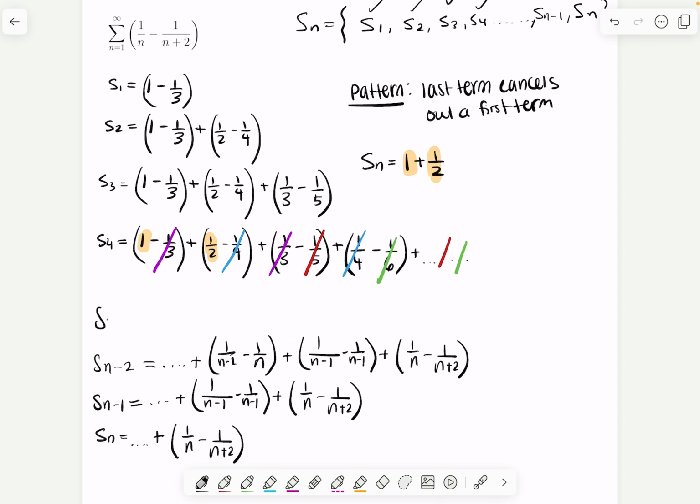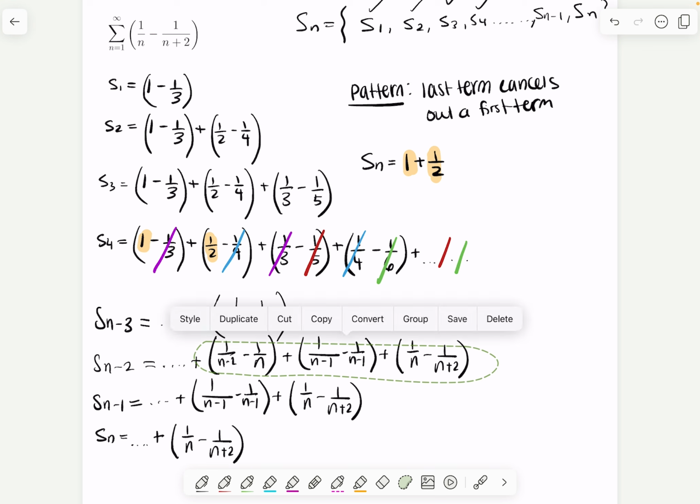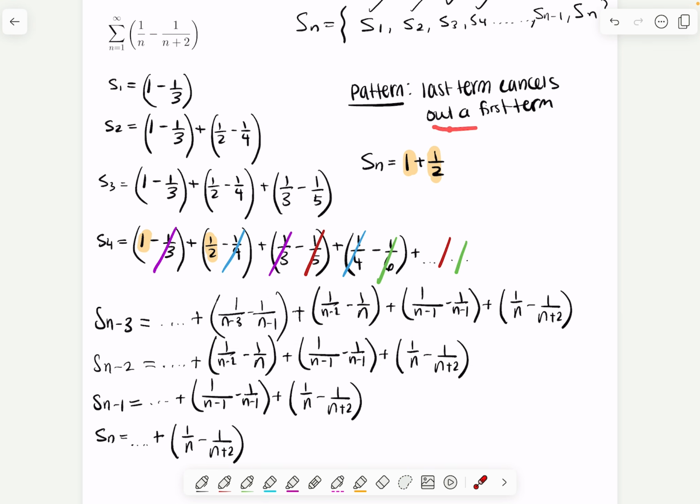And just to be symmetrical, let's do s sub n minus 3. So dot dot dot plus, so n minus 3, and then here n minus 3 plus 2, that's n minus 1. And then we add the rest of them right over here. And then this pattern should also be the same over here. The last term cancels out the first term. So I'm always going to look at the latest row that I just did, and I kind of just look at it and I'm like, okay, this is the last term, minus 1/(n minus 1). And then I see a positive 1/(n minus 1), so it cancels out with the first term. So it remains true that a last term cancels out with the first term.